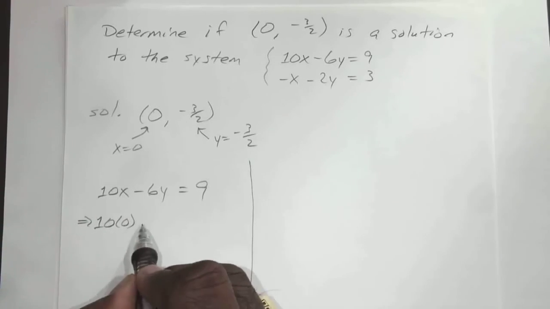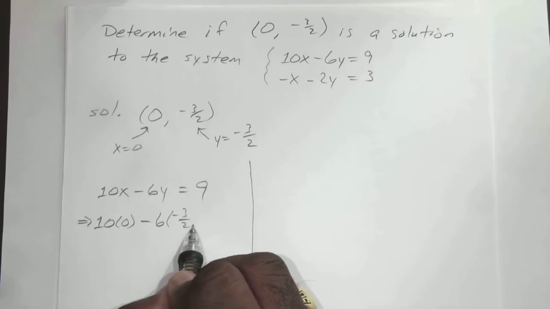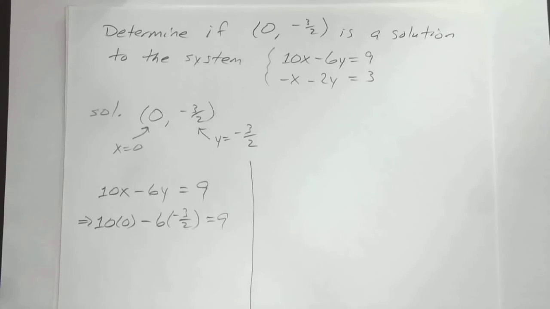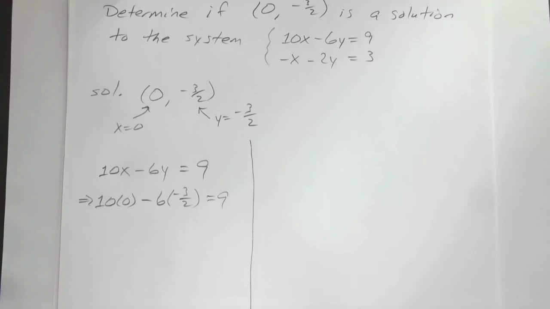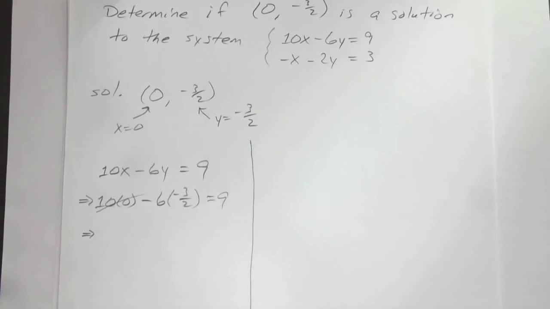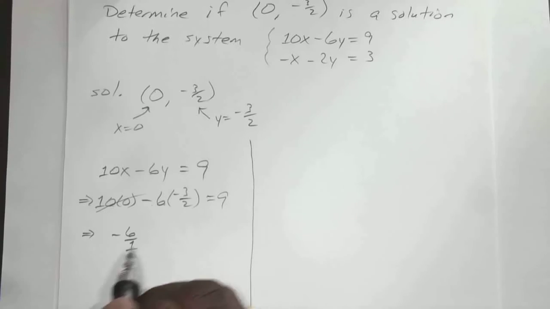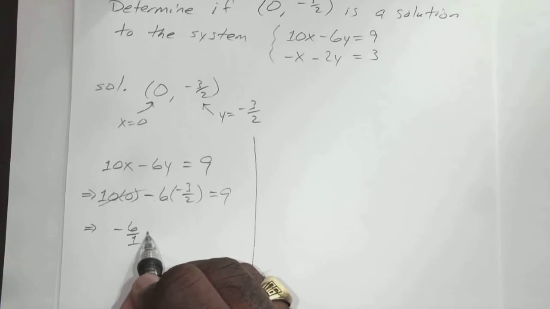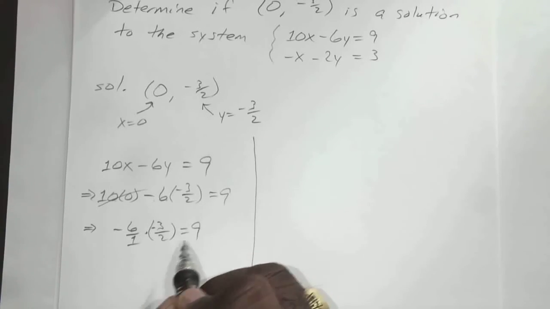So we have 10 times 0 minus 6 times negative 3 over 2 equals 9. If you want to cancel out the 2 and the 6, you can, or you can multiply 6 times negative 3. You can do either one. 10 times 0 is 0, so that just disappears. So you have negative 6, or you can write it as negative 6 over 1 if you want to, times negative 3 over 2 equals 9.